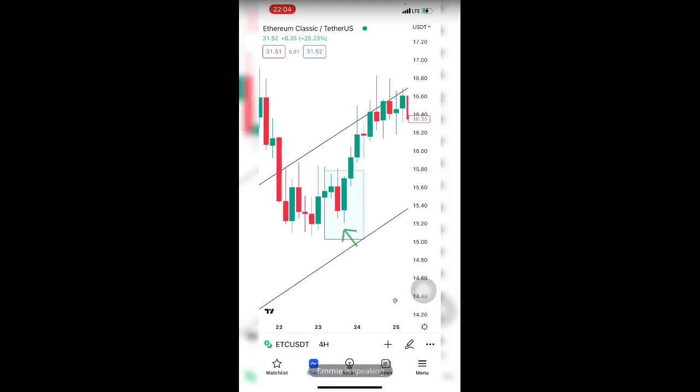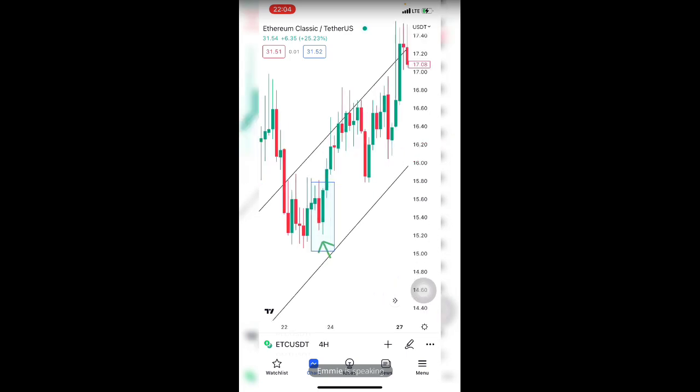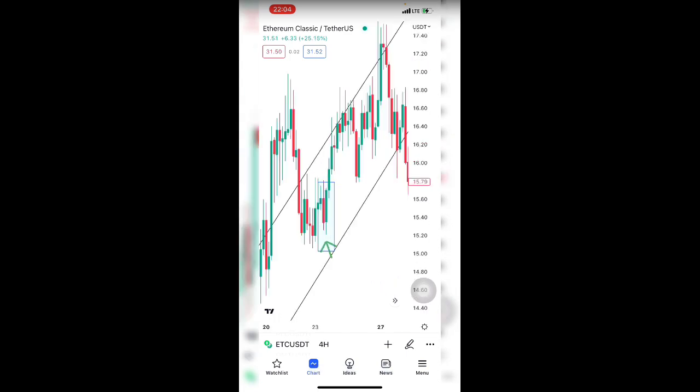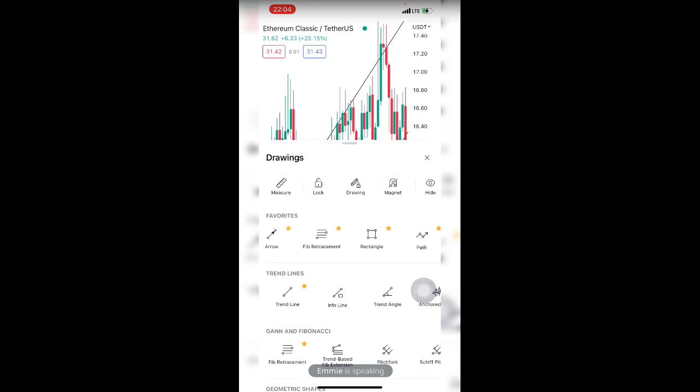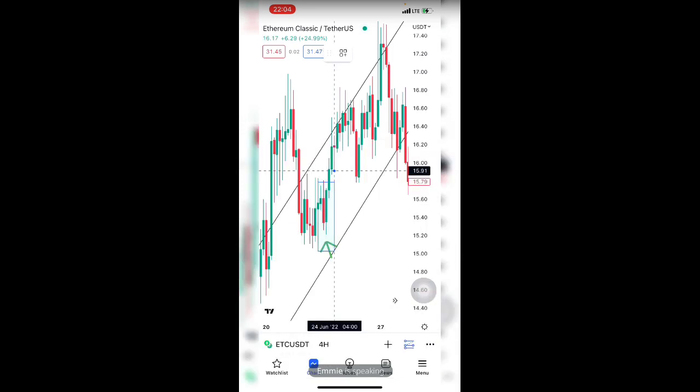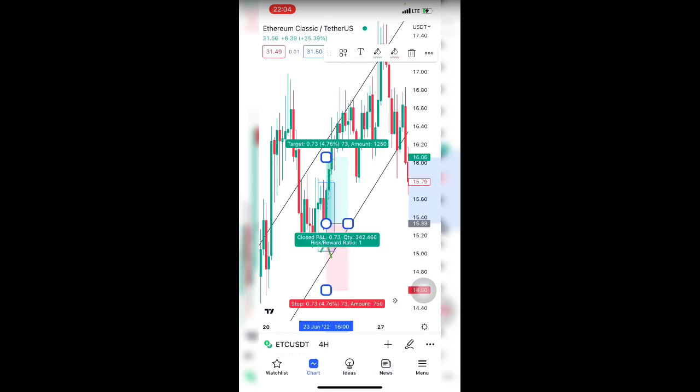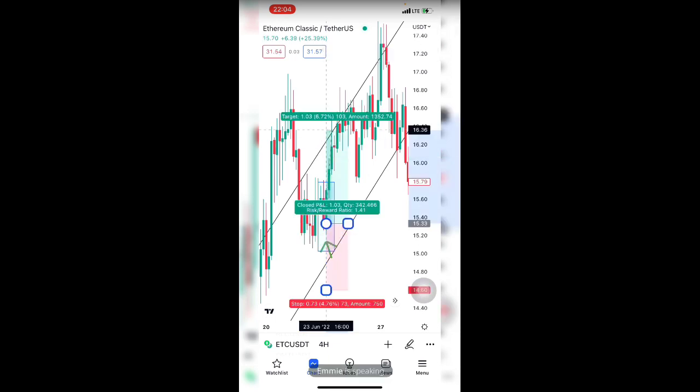Then you will now long it. You can put your long. Because you've seen the bullish engulfing, you quickly enter the market. Then you long it. Can you see? Then you must be watching for your resistance line, so that you can just take your profit in this place. Can you see? So you are in profit like that.